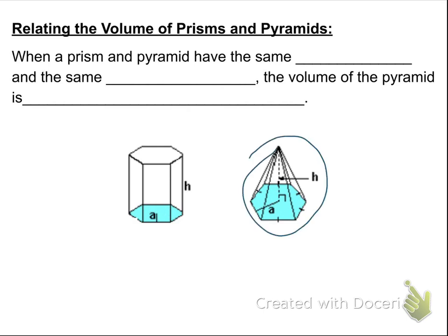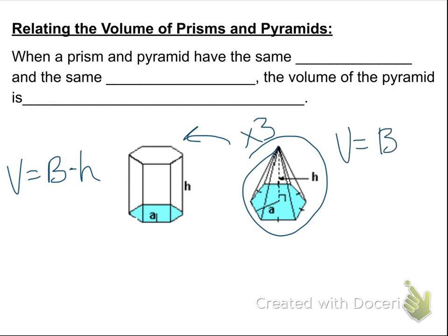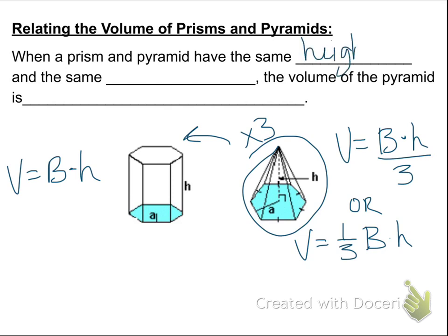So if we have a pyramid, we take this and multiply it by 3, we get the volume of the prism. And we talked about how the volume of the prism is the area of the base multiplied by the height. That must mean that the volume of the pyramid is the area of the base multiplied by the height and then divided by 3. Or another way to write it is 1/3 the area of the base multiplied by the height. So remember, this only works for the specific case where a prism and a pyramid have the same height and the same base area.